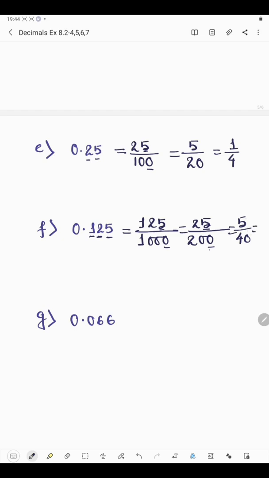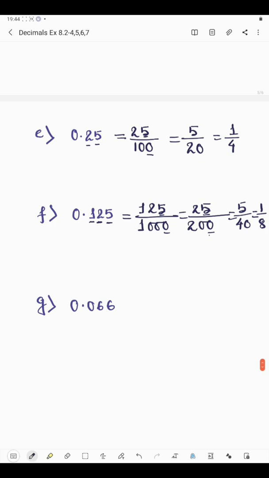Again it will be divisible by 5. So 5 1s are 5, 5 8s are 40. So the lowest form of this is 1 by 8. Now coming to the last part.